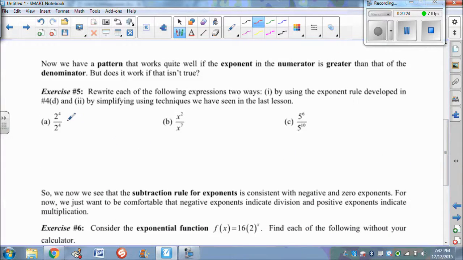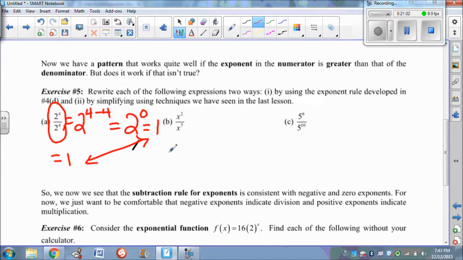So let's look at this one. So we've got 2 to the 4th divided by 2 to the 4th. So 2 to the 4th divided by 2 to the 4th, if we sit and think about that division rule, means 2 to the 4th minus 4, which is 2 to the 0 power, and anything to the 0 power is equal to 1. Or hopefully some of you saw right in the beginning, anything divided by itself is equal to 1. Okay, so it's pretty cool how that works out there.